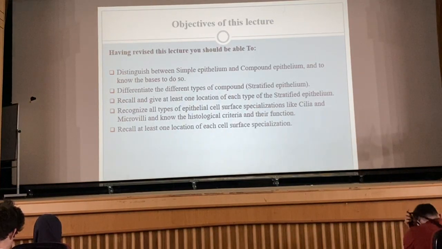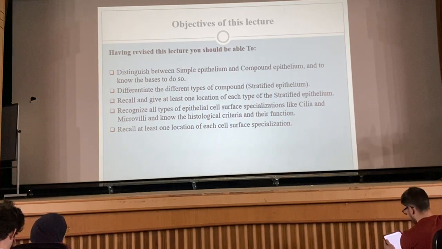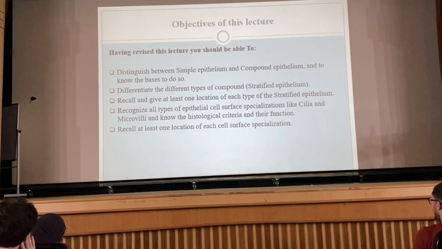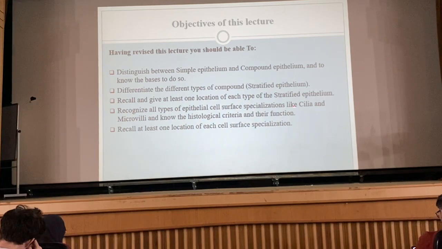Types of the compound stratified. It means the stratified epithelium by itself is classified into subgroups or subdivisions. And the location is very important to know, at least 2 or 3 examples for each type of these epithelium. And the surface specialization for each type of the cells in these epithelial tissues is very important to know.